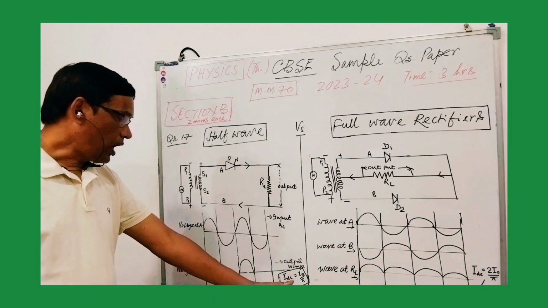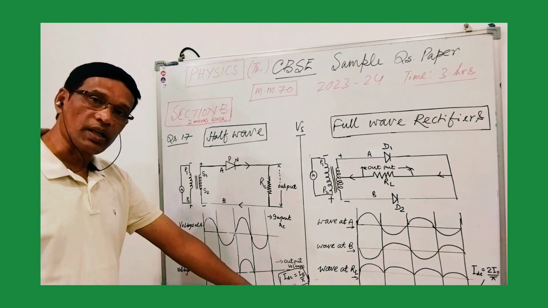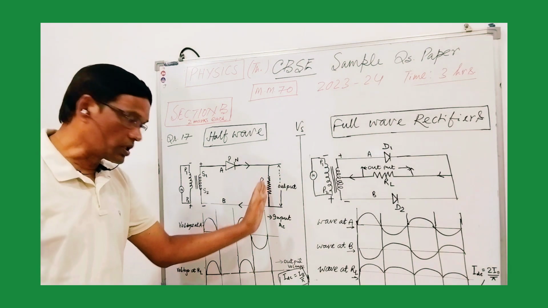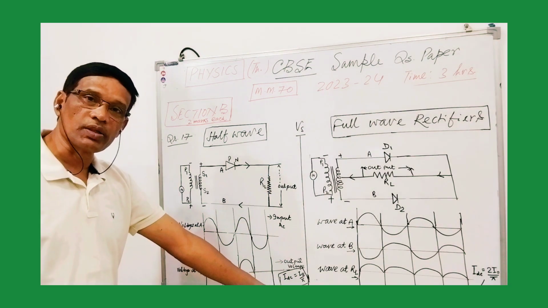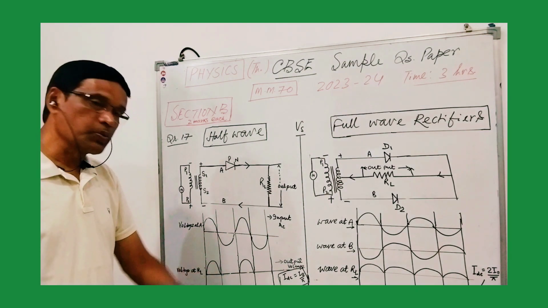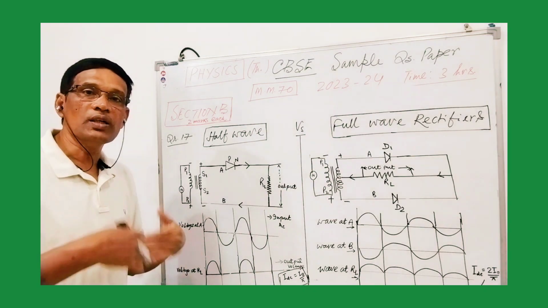That is why the DC output current across the load resistor will be equal to I0 upon pi. Calculations you can do or check from your book. And the pulse frequency here will be equal to the frequency of the AC.